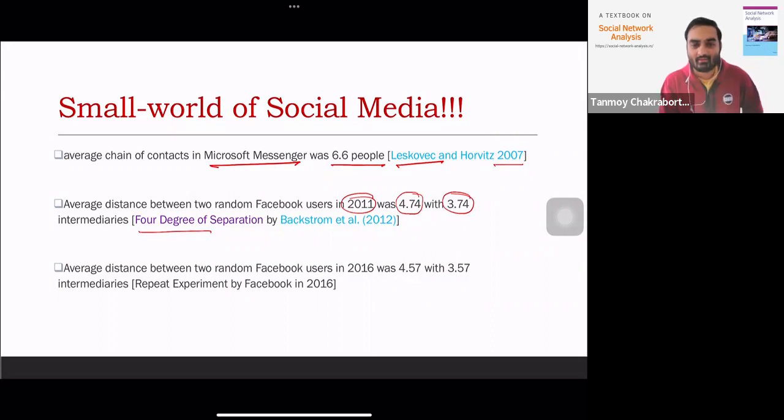Okay, so in Facebook there's an app through which you can measure your degree of separation. In fact, I measured my degree of separation, which turned out to be around 3.48. You can also do the same experiment. You can check your degree of separation on Facebook.